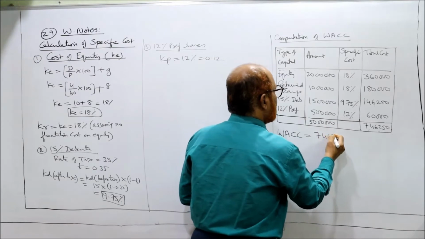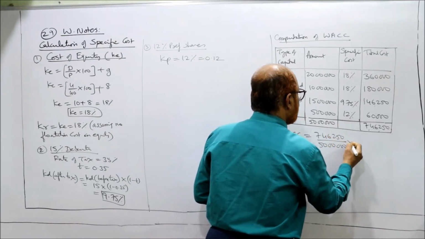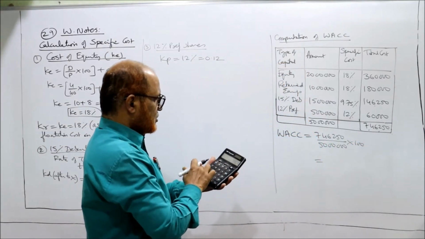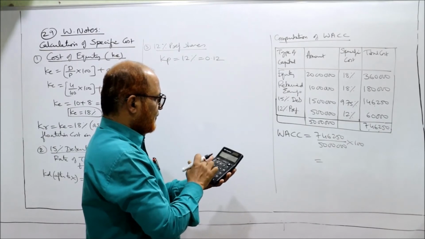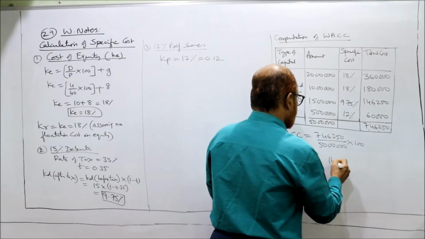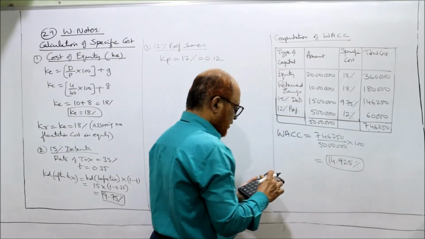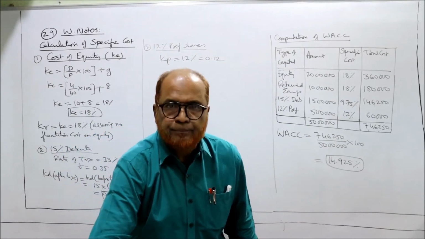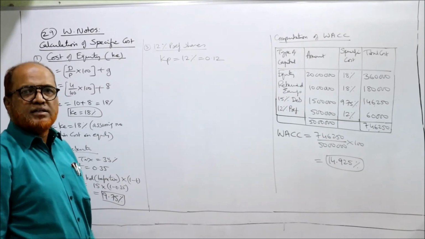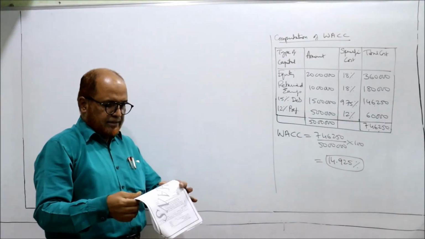So 7,46,250 divided by 50 lakhs into 100. 14.925%. This is the WACC. 14.925%.